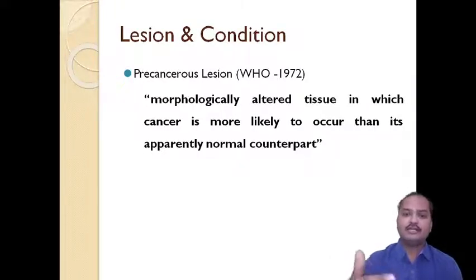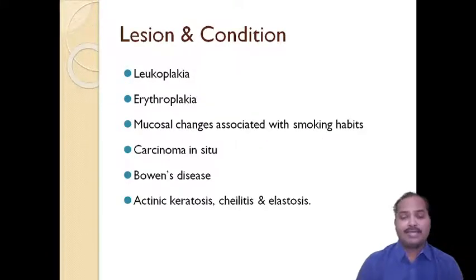So if there is some alteration which is seen morphologically in some tissue, it may have more susceptibility towards cancerous changes. This is a precancerous lesion. Examples of which are leukoplakia, erythroplakia, the mucosal changes which are associated with the habit of smoking, carcinoma in situ, Bowen's disease, actinic keratosis, cheilitis, and elastosis.